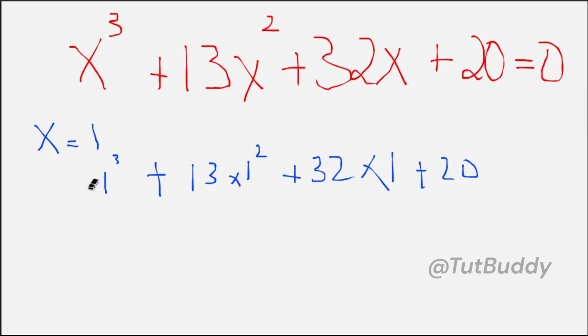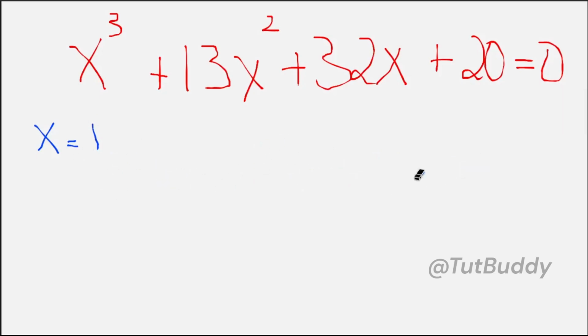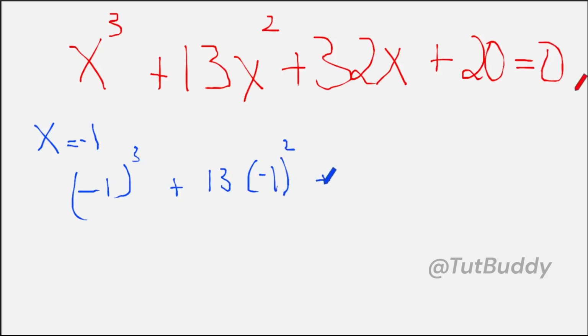Let's change the x value. Take x as minus 1. If we take x as minus 1, what value will we get for this equation? Minus 1 cube plus 13 multiplied by minus 1 square plus 32 times minus 1 plus 20. What answer are you getting for this?